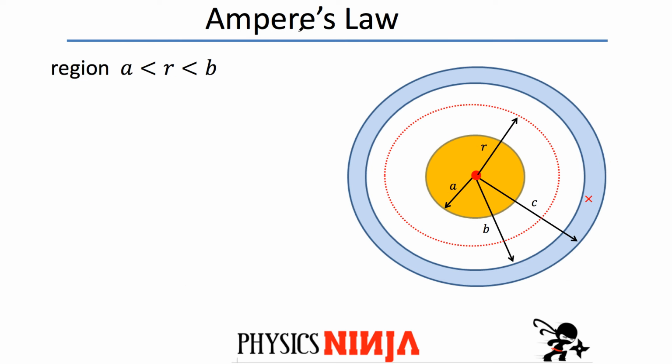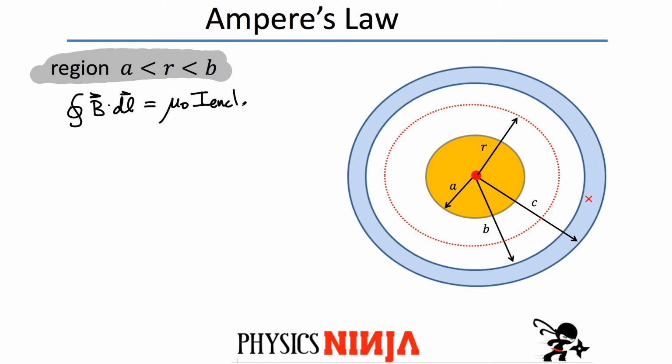Okay, so here's the next region. It's the region between both conductors, right? So it's when the vector r is bigger than a, but less than b. That means I'm inside this non-conducting region over here. What you do is you simply place an Amperean loop over here and apply Ampere's law. Ampere's law is the integral of B dot dl over a closed loop, and that has to be equal to mu zero multiplied by I enclosed.